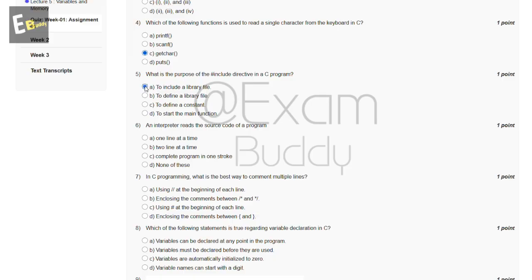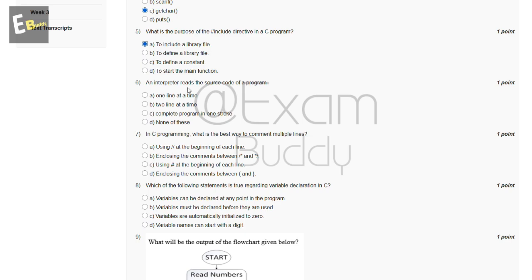Now the sixth question is, an interpreter reads the source code of a program. These are the options: one line at a time, two lines at a time, complete program in one stroke, none of these. The answer of the sixth question is A, one line at a time.